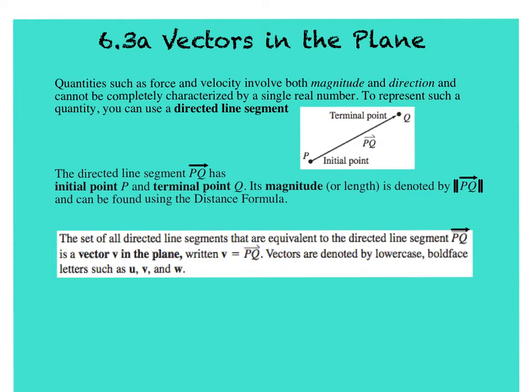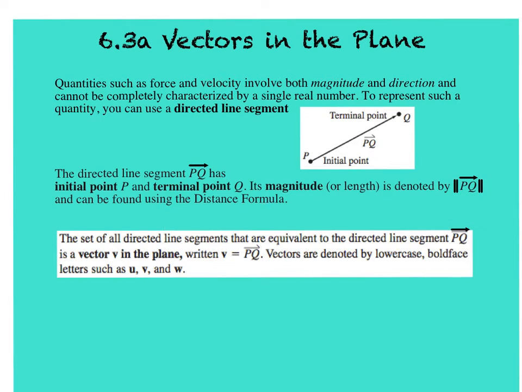All right, so when you write it, it's represented by an arrow. So I go from P to Q. It is not going from Q to P. You following me? That arrow does matter. It goes from an initial to a terminal with an arrow, and it has a magnitude. A magnitude is a length or a distance. So guess how you find magnitude or a length? The distance formula, exactly.